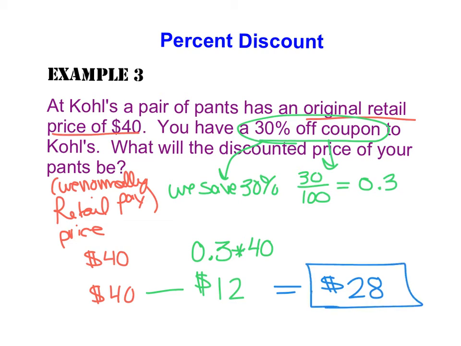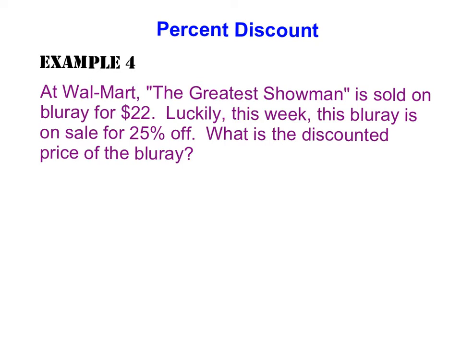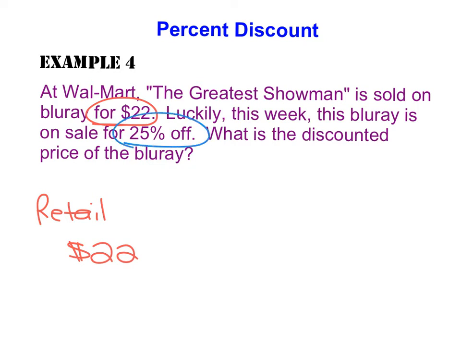So that discount of 30% results in us saving money. Example 2 here says, at Walmart, The Greatest Showman is sold on Blu-ray for $22. So our normal retail price that we normally pay is $22. But this week they're having a sale and it's 25% off. So we're ultimately trying to find the discounted price of that Blu-ray.